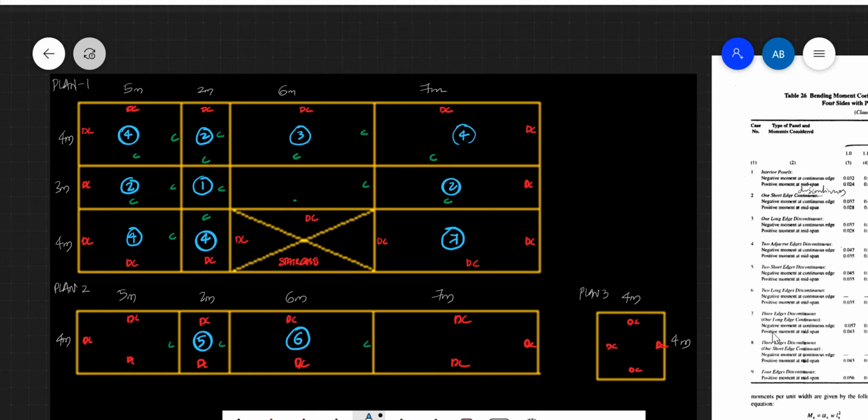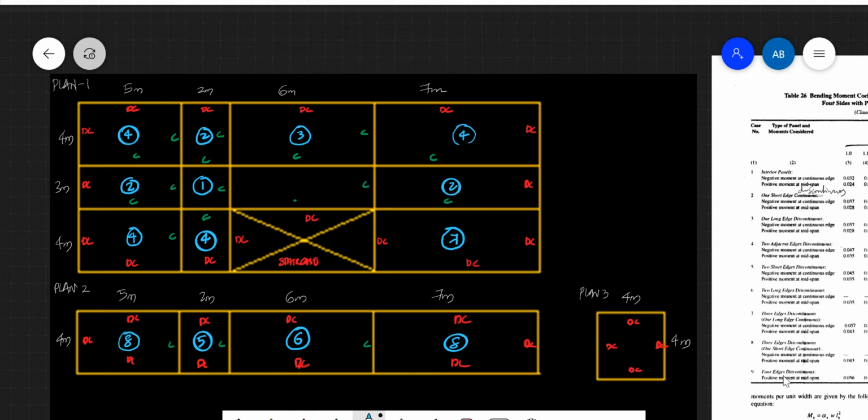And panel 8 means 3 edges discontinuous. That is, 3 edges, 1, 2, 3 edges discontinuous and 1 shorter edge continuous. That is, 1 shorter edge is continuous. This is panel number 8, and this also I could write as panel number 8.